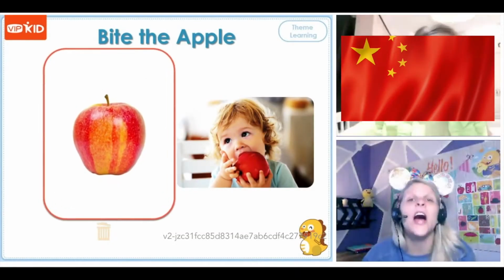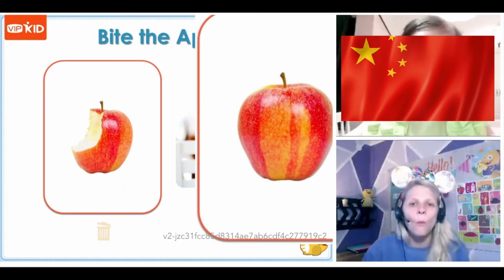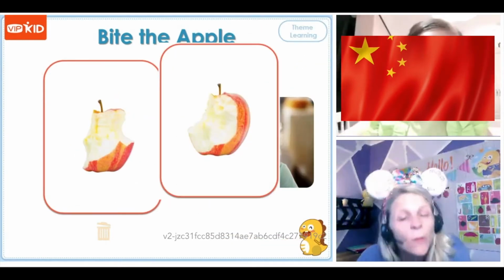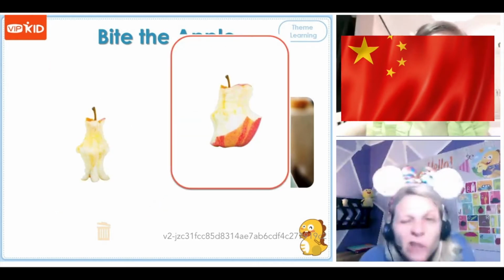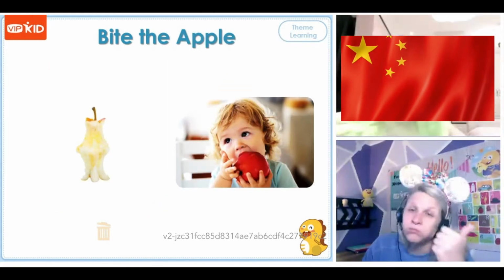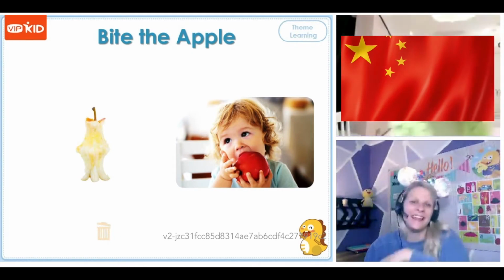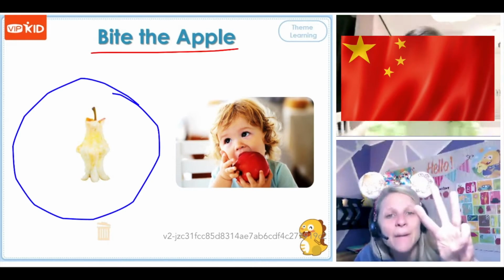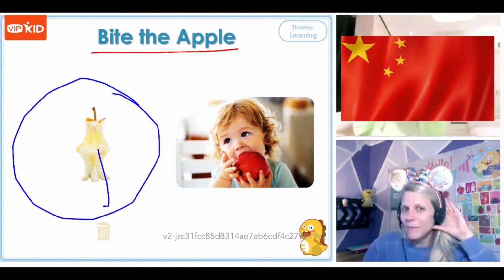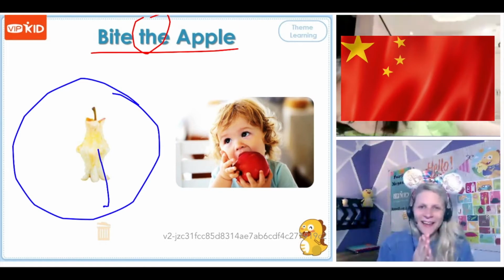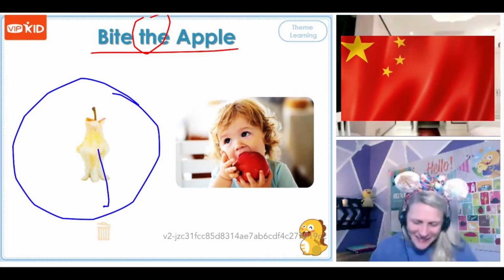Bite the apple. Mm-hmm. Apple. Bite apple. Say, bite the apple. That's the apple. Very good. Excellent, Mom.